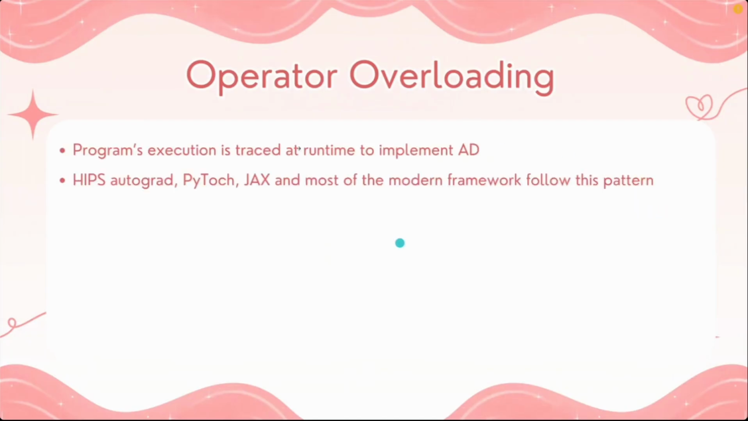As I said, there are two ways to implement autodiff. One is called operator overloading. One is called source code transformation. We'll start with operator overloading, where the program's execution is traced at runtime to implement the derivatives.